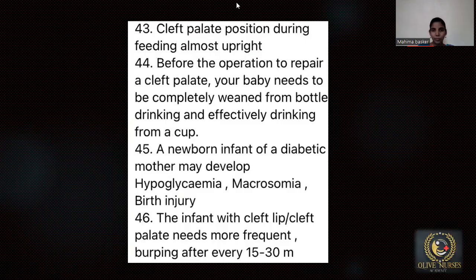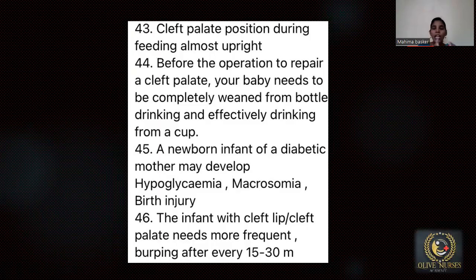Next one. Cleft palate position during feeding. During feeding, it is upright position, because there is so much chance of aspiration. So for cleft palate during feeding, it is upright position. Got the point? So before the operation to repair the cleft palate, your baby needs to be completely weaned from the bottle and drinking effectively from the cup. Remember?